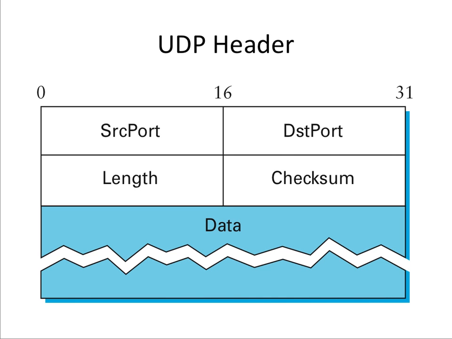This is what the header looks like. You have the source port. So we all know what ports are at this point. And we have destination port, length and checksum, and data.